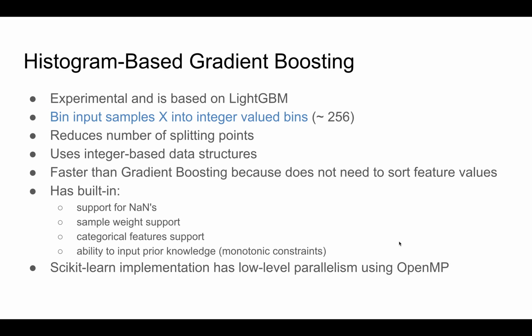Another variation of gradient boosting, which is faster, is histogram-based gradient boosting. And according to the docs, it's inspired by the LightGBM method. The way this works is the samples in the data set are binned into integer-valued bins, and this binning helps in the process of creating trees where there is no need to sort the feature values, and that's why it makes it faster.